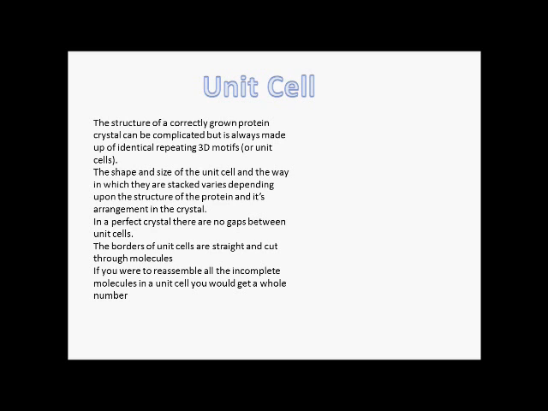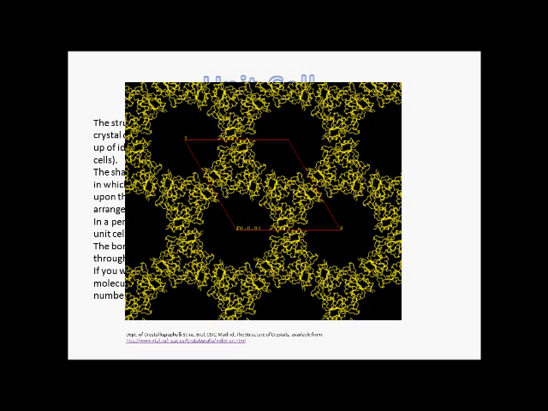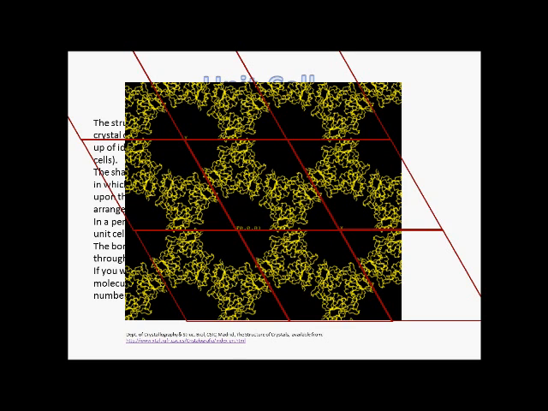If you took all the bits of protein from inside a unit cell and put them back together, you should end up with a whole number of proteins. The red shape on this picture is an example of a unit cell of a protein, and the protein's there in yellow. And as you can see, when you add more identical red cells next to it, the contents of each red cell are identical.